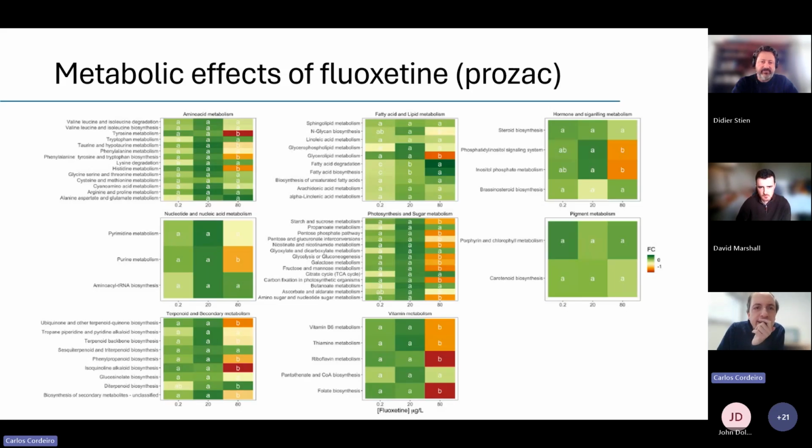And of course, photosynthesis completely changed, as well as vitamins. But in what concerns photosynthesis, it is highly likely to be the cause or the consequence of exposure, and the likely explanation for the toxicity that we are seeing here. On the bright side, pigment metabolism is barely affected. So this means that our algae will look healthy, but they are definitely not healthy.